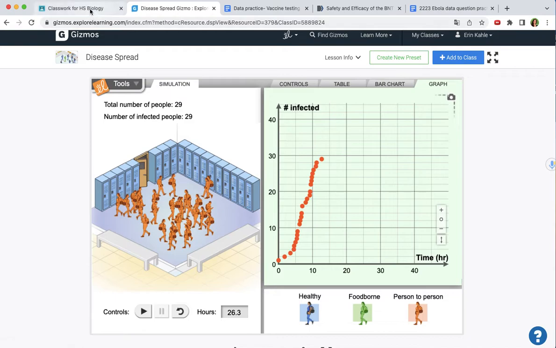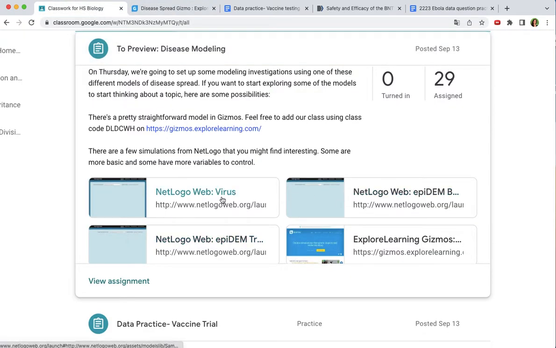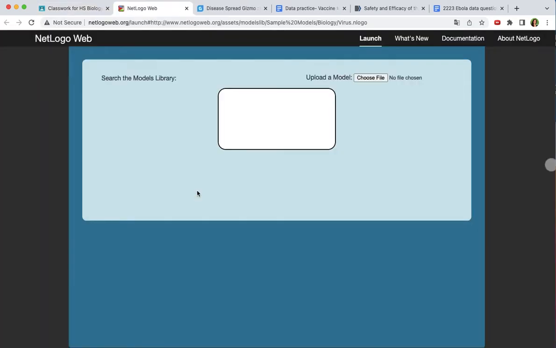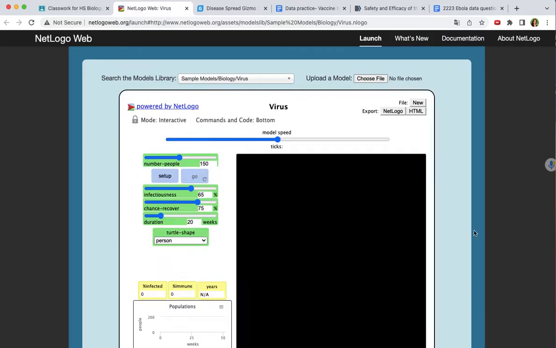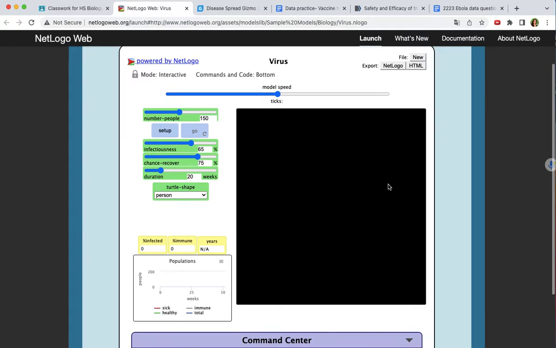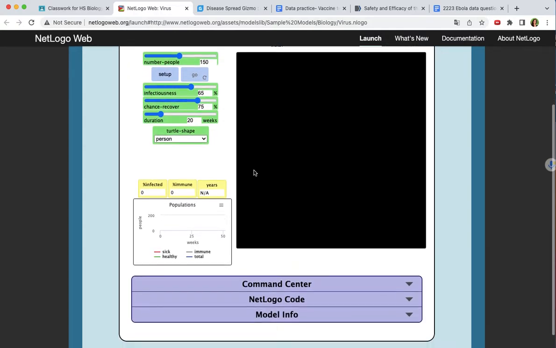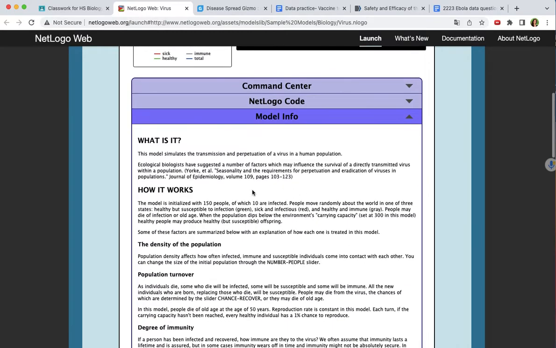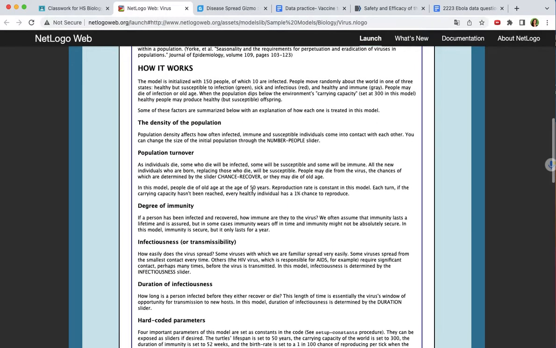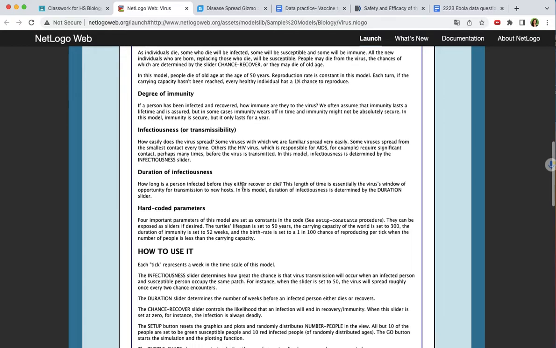So if I were you guys, look at these other three. So NetLogo, it's done through Northwestern University, but it's a similar idea where you can change certain variables and test how a disease might spread over time, but you're going to see that some of these are more complicated than others. So for any of these models, you can read through: okay, what is this model? How does it work? Some things that are built into the model.